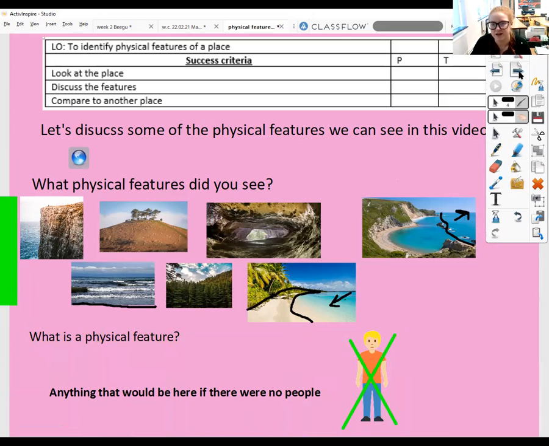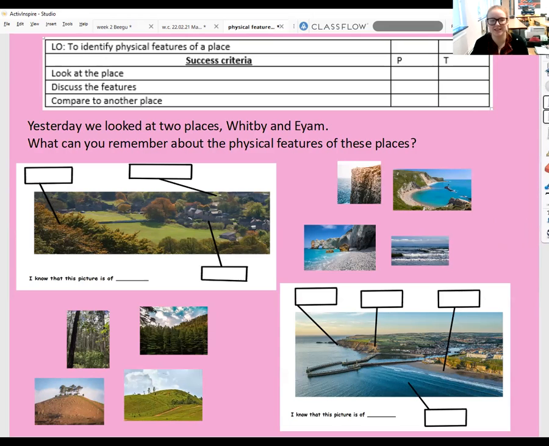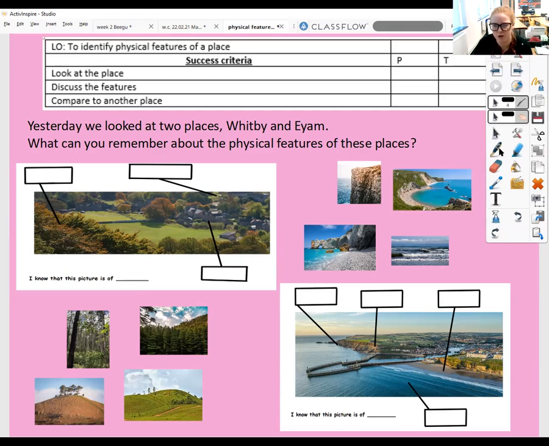Fantastic, okay. So yesterday we looked at two places. It wasn't yesterday, actually, it was last week. I don't know why it says yesterday. Last week we looked at two places. They were Whitby and Eyam. What can you remember about the physical features of these two places? Just take a minute and have a little think. I've got some pictures here. So a picture here and a picture here. Which is Eyam and which is Whitby?